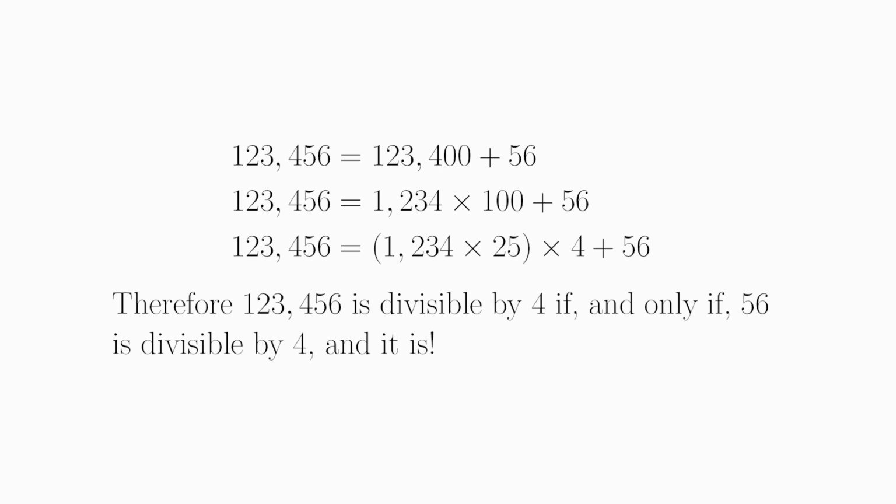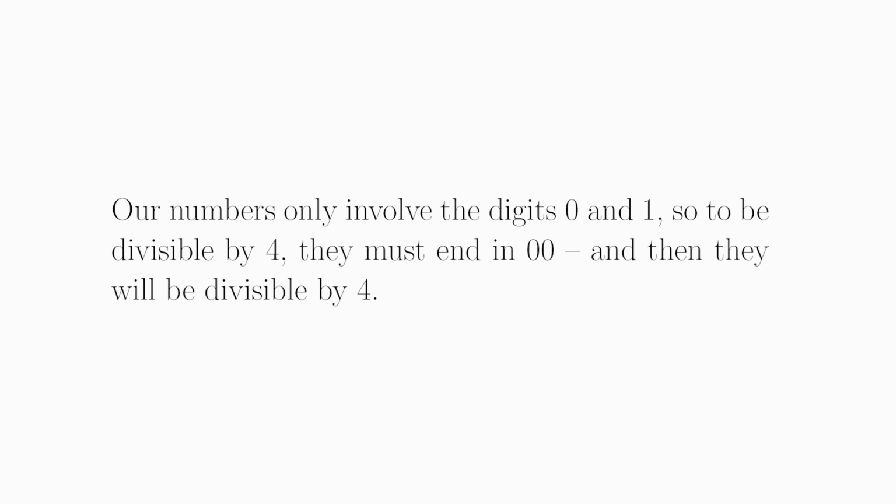The reason that this works is, for example, that 123,456 is 123,400 plus 56. Now, 123,400 is a multiple of 100 and so is divisible by 4. Therefore, 123,456 is divisible by 4 if and only if 56 is divisible by 4. And it is. Our numbers only involve the digits 0 and 1, so to be divisible by 4 they must end in 00, and then they will be divisible by 4.